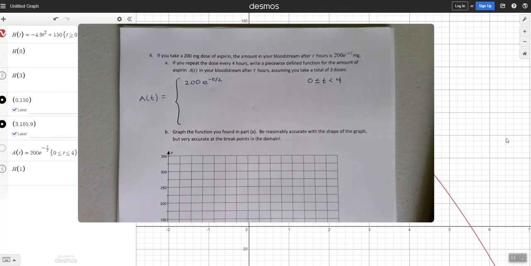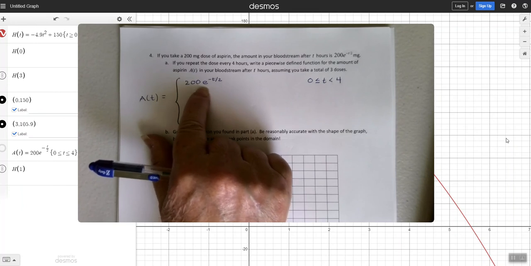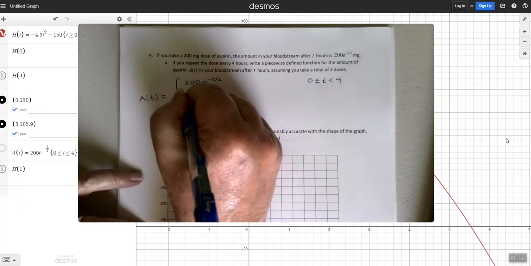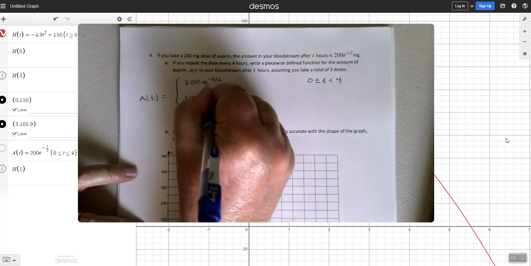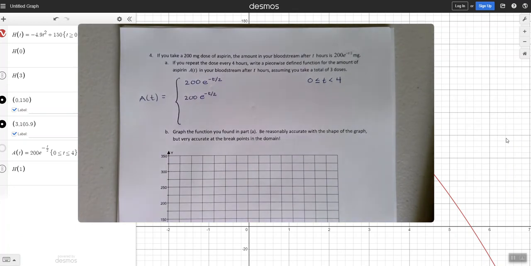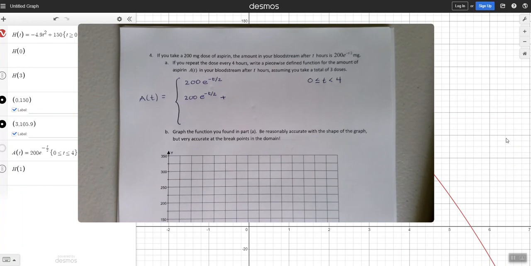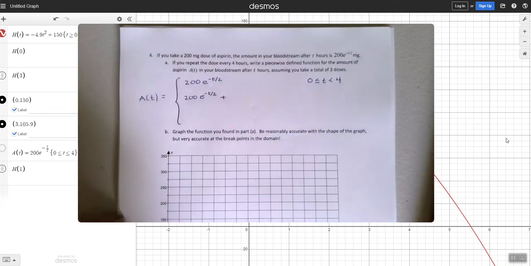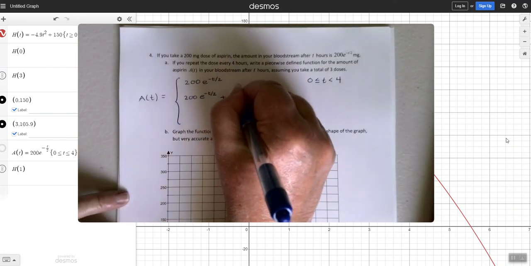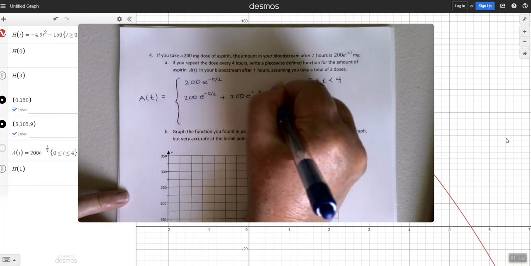All right, right at time 4, we take that second dose, but keep in mind, there might not be a ton of this left, but some of it is still left. So we still have this original 200e^(-t/2). That's still there. But we've now taken a second dose. So we're going to add the second dose in. The second dose behaves just like the first dose. So I'm going to repeat this. Kind of spreading this out, and that's for a reason.